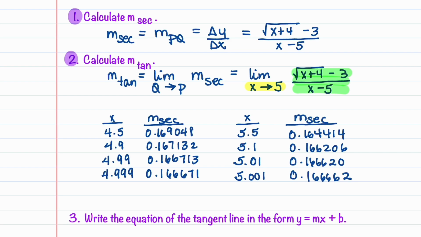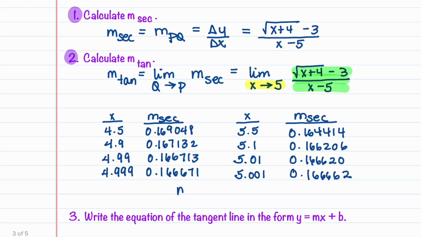Now we can find the slope of the tangent line. The slope of our tangent line is going to be what we call the limiting value of the slope of the secant line. As x got closer and closer to 5, our slope of our secant line went to these values. And we can say that those are equal to 0.1666 with the 6's repeating. And you might recognize this number. It's equal to the fraction 1 over 6. So the slope of our tangent line is equal to 1/6.